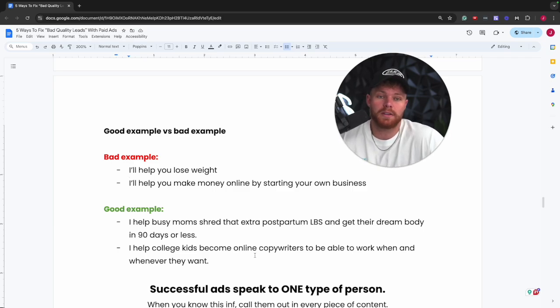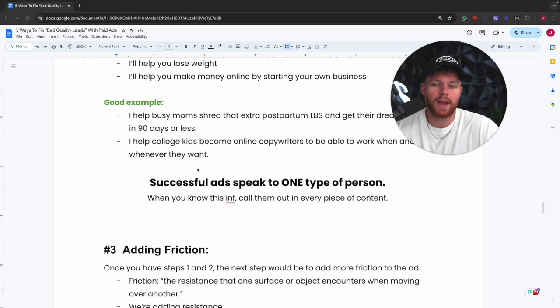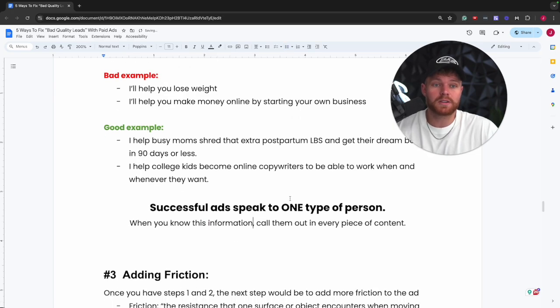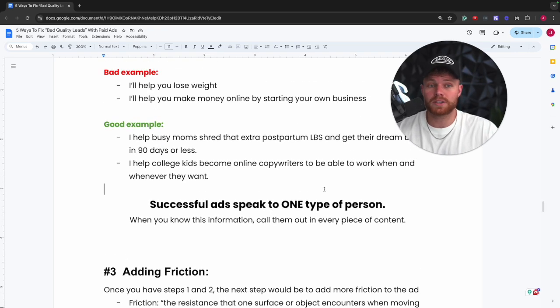Whatever it might be. These are just kind of off the cusp that I put together. But the more specific you are with the exact avatar and exactly what the process is and what the outcome is, you're going to get way better results, because successful ads speak to one type of person. When you know this info, call them out in every single piece of content that you create, on your stories, on your reels, on your YouTube videos, and your emails. You need to know exactly who you want to speak with.